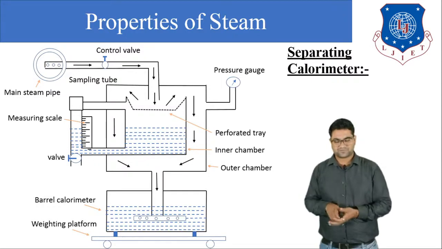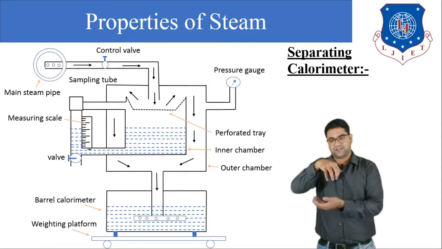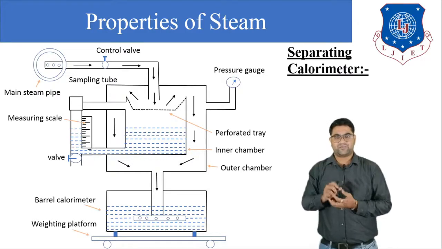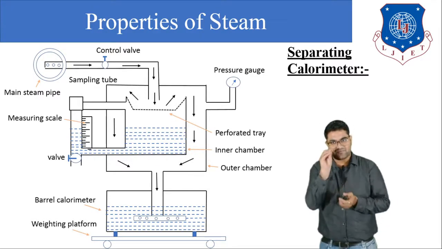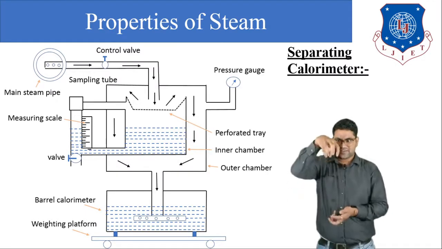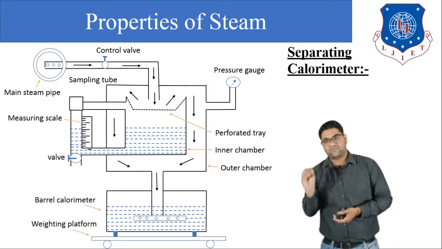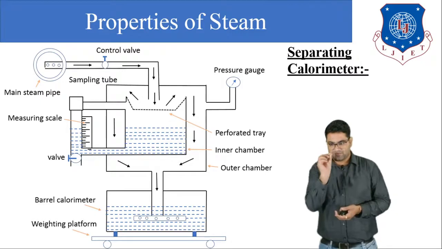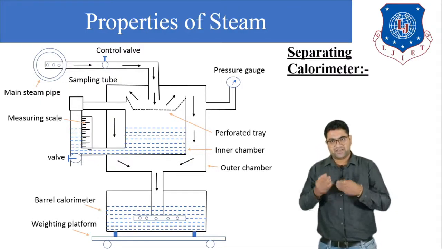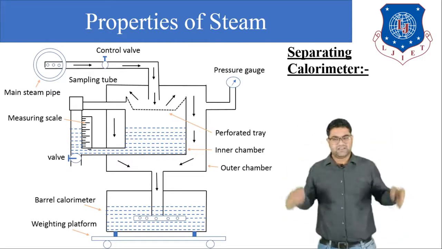Now what happens here? The steam comes from the main steam pipe to the perforated tray. We know that the perforated tray has small holes. In the wet steam there are some water particles and some steam particles. When the steam directly hits the perforated tray, because of its weight the water particle separates in the perforated tray and the steam particle escapes out from the perforated tray and goes around the inner chamber.